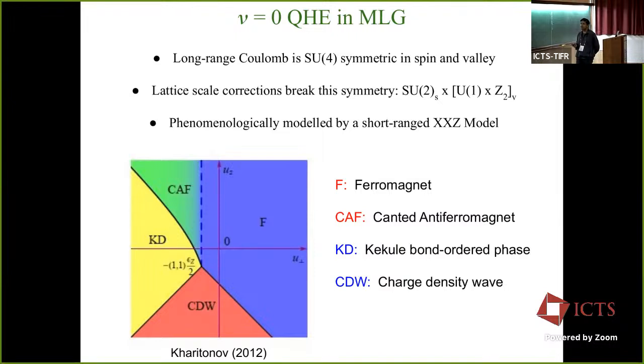And what he finds is that either there are magnetically ordered phases, ferromagnet or canted antiferromagnet, or there are charge ordered phases, a bond order or a charge density wave, which are all separated by first order transitions, except between the canted antiferromagnet and ferromagnet, which is a continuous transition. Each of these is an insulator, except for the ferromagnet, which is a quantum spin Hall insulator.